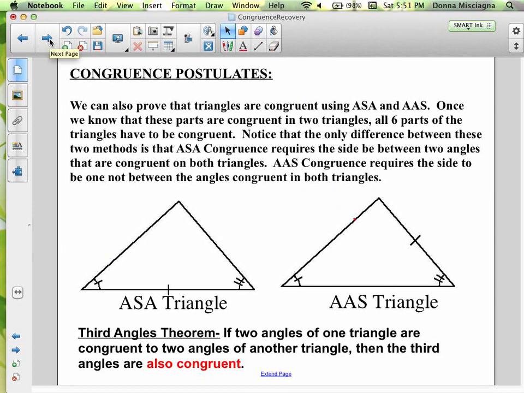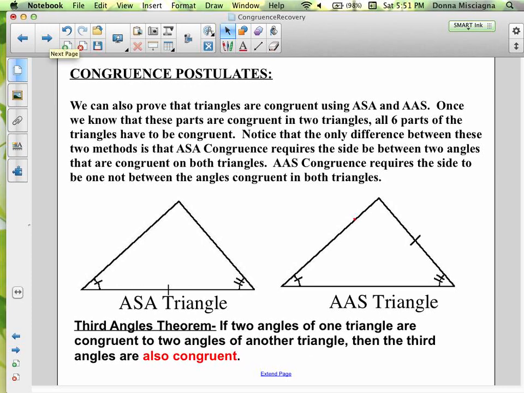All right, so we can also prove that triangles are congruent using angle side angle. That was the one we learned about in the last lesson, last podcast. And angle side. Once we know that these parts are congruent in two triangles, all 6 parts of the triangles have to be congruent. Notice that the only difference between these two methods is that angle side angle requires the side to be between the two angles that are congruent on both triangles, and angle side requires the side to not be between the two angles.